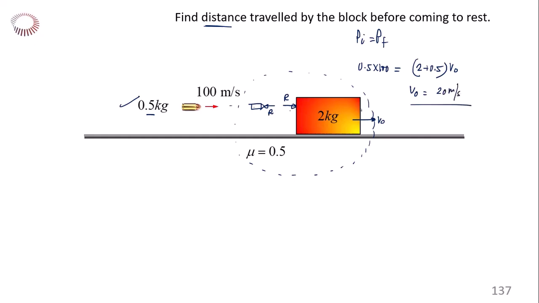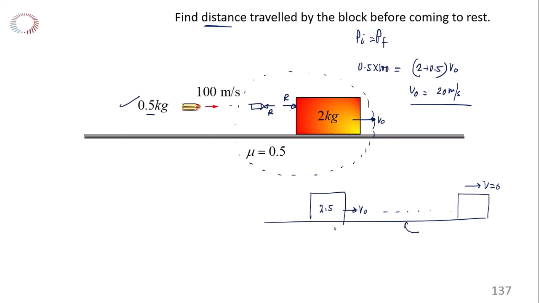So after the impact is over, the bullet block system is moving with a velocity of 20 meter per second. Now you are asked to calculate the distance traveled by the block before coming to rest. After the impact, the block and bullet system, that is 2.5 kg mass, is moving with a velocity v0. After traveling some distance, it comes to rest. Why? Because the velocity becomes 0, as there is friction on this surface. Friction is acting in this direction. The friction force is mu times mg.